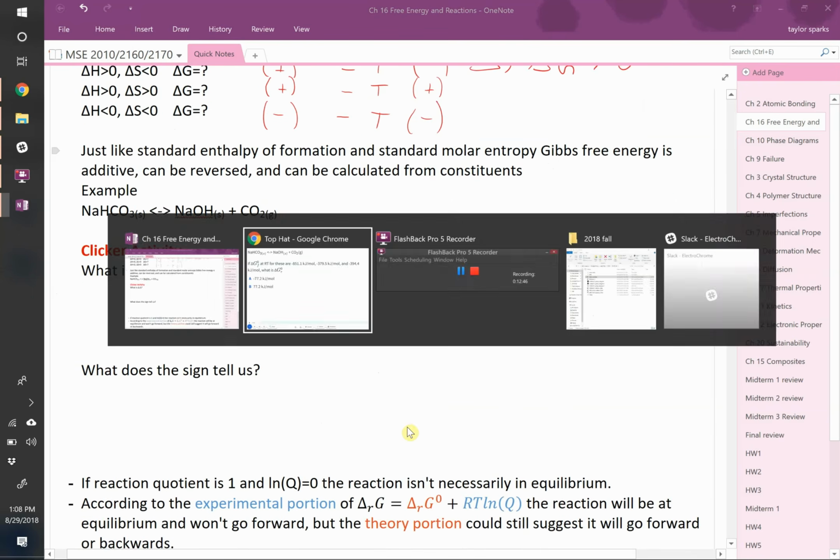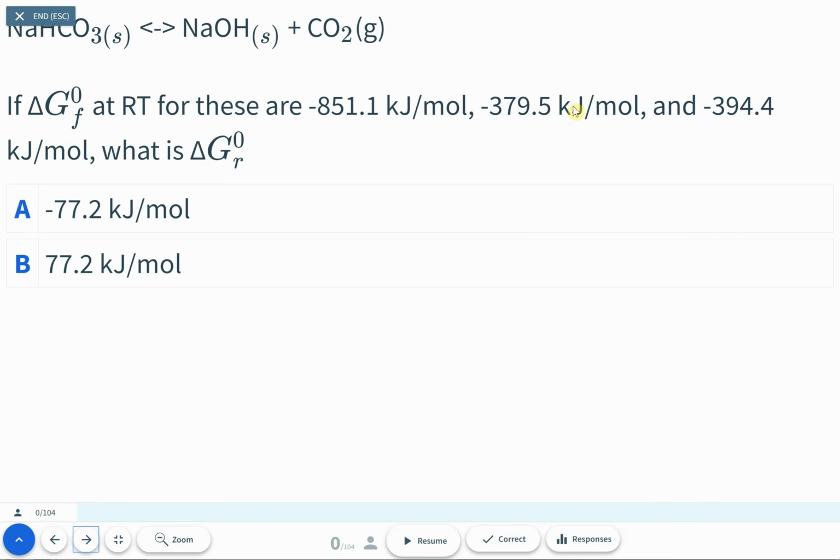Okay, let's do this example. What I've given you here is a chemical reaction. You've got sodium bicarbonate, NaHCO3, reacting to form NaOH, sodium hydroxide, and CO2. At first glance, it'd be hard to guess what this one's doing in terms of enthalpy and entropy. Entropy is easy. You're producing a gas, so entropy is probably favorable. But enthalpy is tough to say. How do you say if the bonding is more or less in these two scenarios?